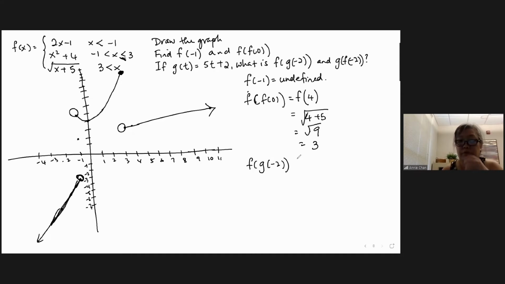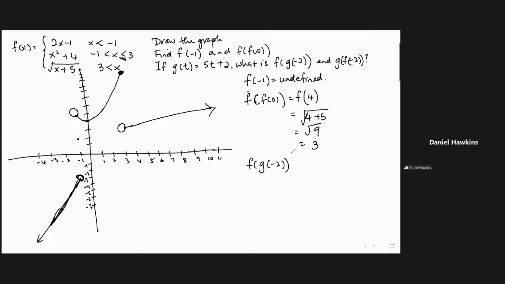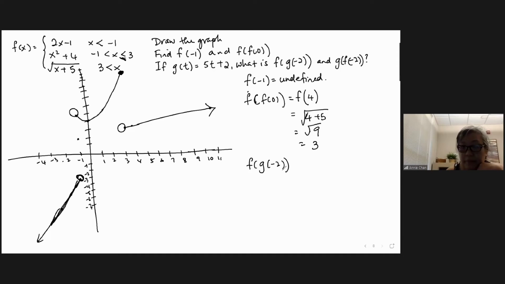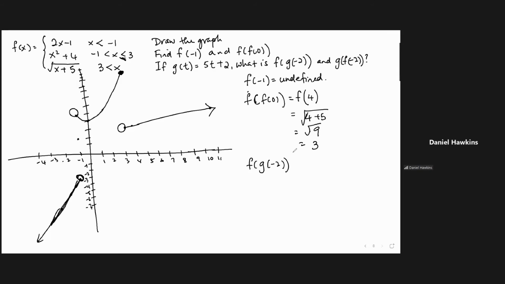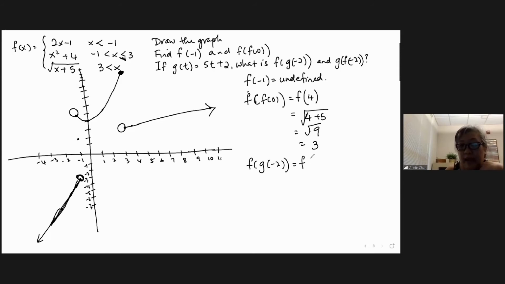What are you going to do? You're going to solve g of -2, using what? The formula next to g of t: 5t plus 2. For f, I'm not doing anything, so I'm going to write f. For g of -2, I insert this -2 into this equation to find the output. 5 times -2 is -10. -10 plus 2 is -8.